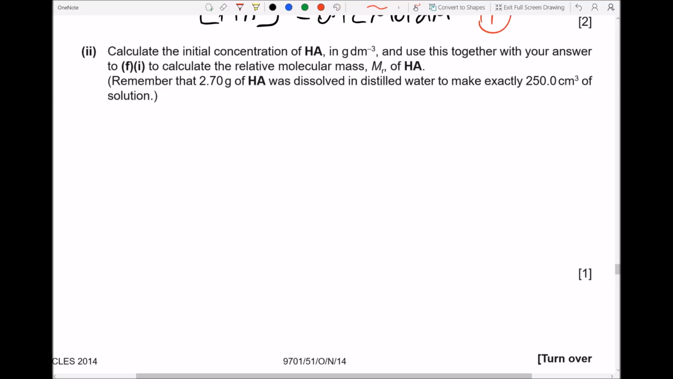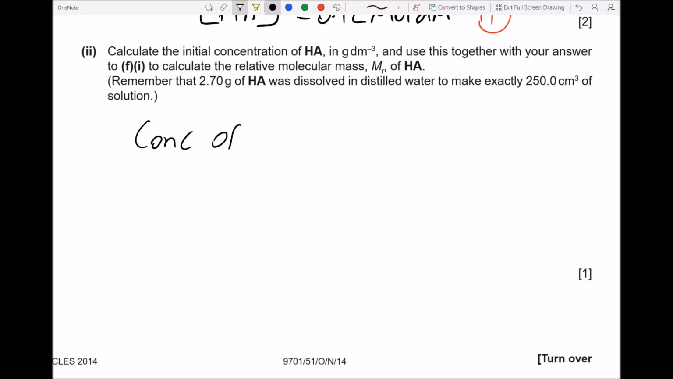Alright, and then part 2. It says calculate the initial concentration of HA in grams per decimeter cubed, and use this together with your answer from F part 1 to calculate the relative molecular mass, or Mr, of HA. Remember that 2.7 grams of HA was dissolved in distilled water to make exactly 250 centimeters cubed of solution. Right, so we need to work it out in grams per decimeter cubed first. Okay, so we're going to put that here.